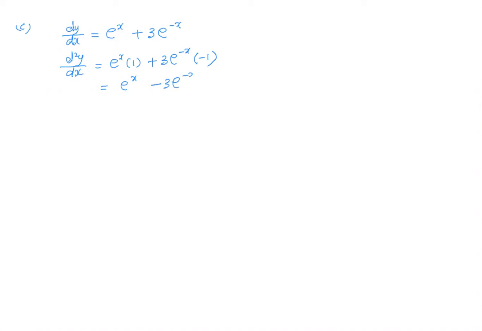Okay, let's talk about part C. Show that d2y over dx squared is equal to y. So we have our dy over dx just now as e to the power x plus 3e to the power negative x, right? So we want to differentiate it another time. Am I right? Isn't this exactly your y? Done. You show it.